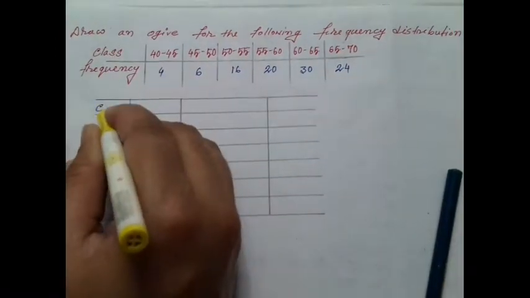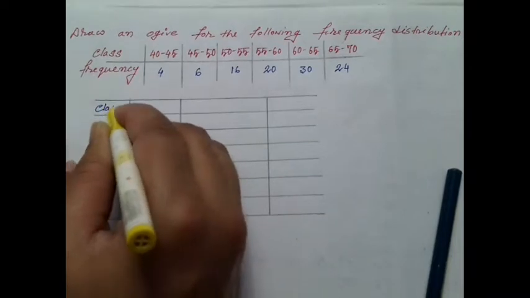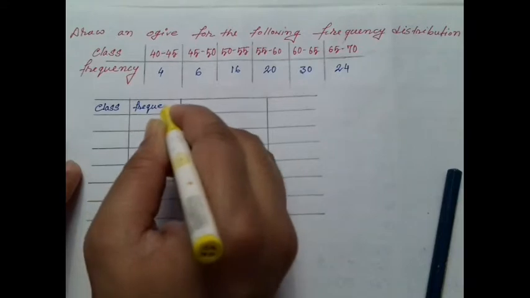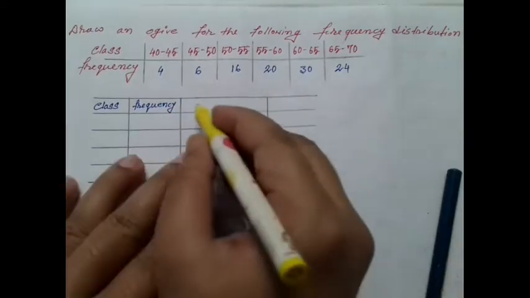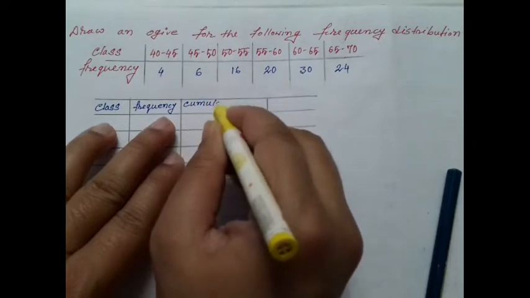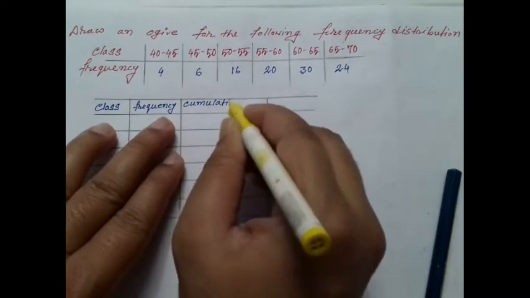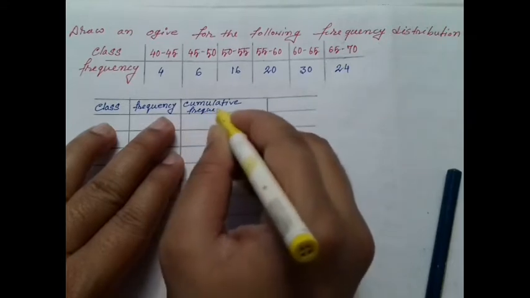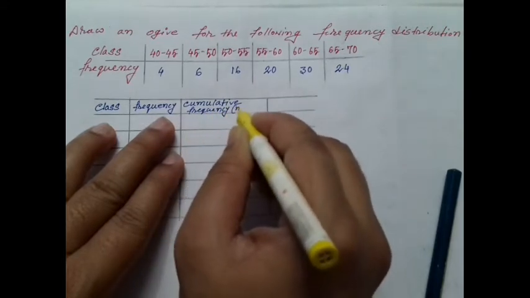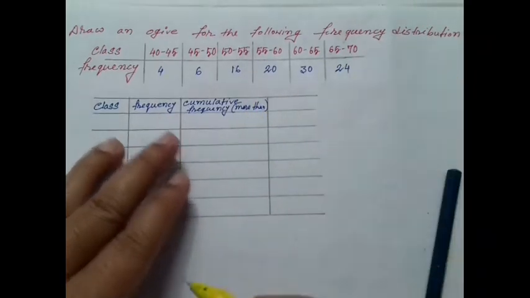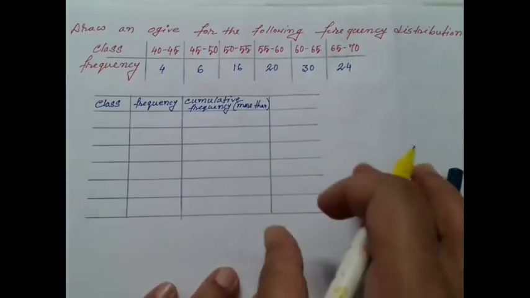This one is our class, frequency. This one is our cumulative frequency, more than type. Okay, later I will use this part.